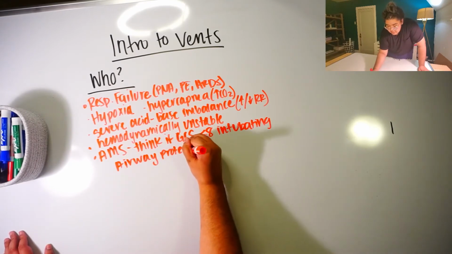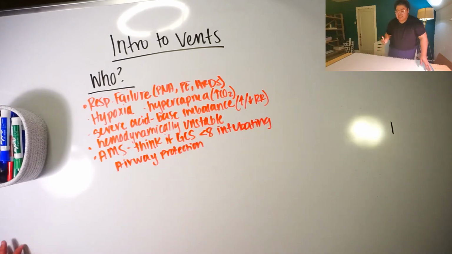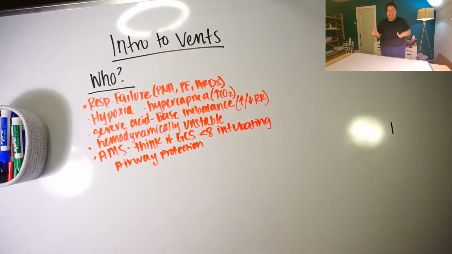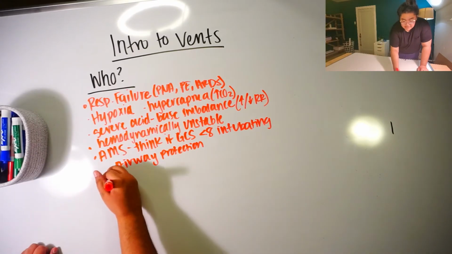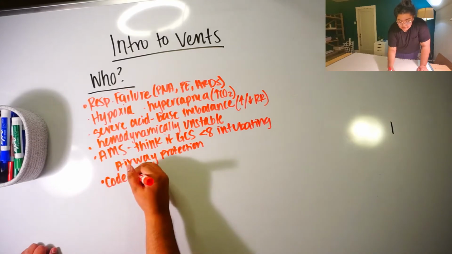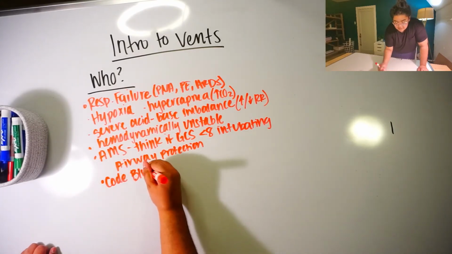So a person comes in, they're obtunded, they are at risk for aspiration, they can't protect their own airway, they're going to get intubated. So that's going to be the difference between somebody who's on BiPAP who needs to get intubated and somebody who's on BiPAP and isn't going to get intubated. If they are able to protect their own airway, then we're good to go. If they're not, then we got to put a tube in them, okay? Anybody who dies on us gets a tube, code blue, okay?